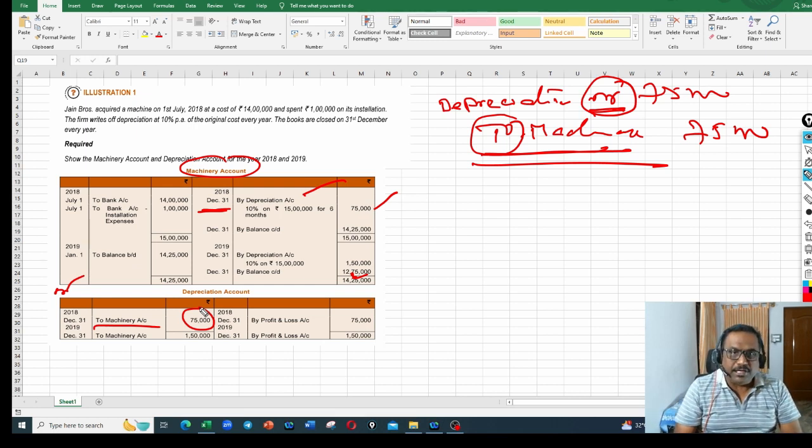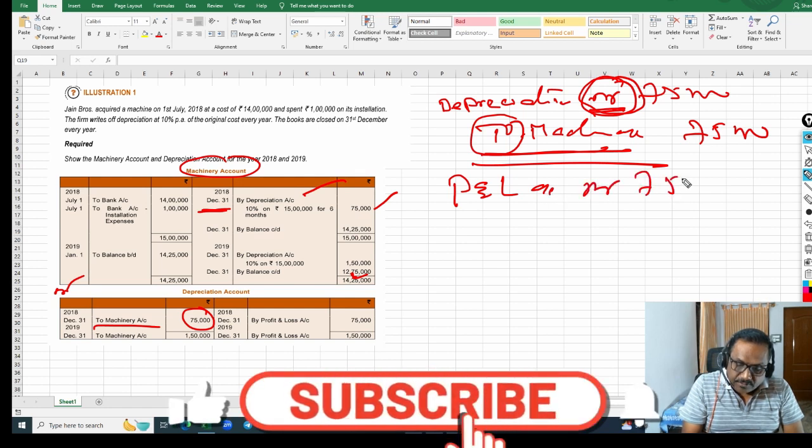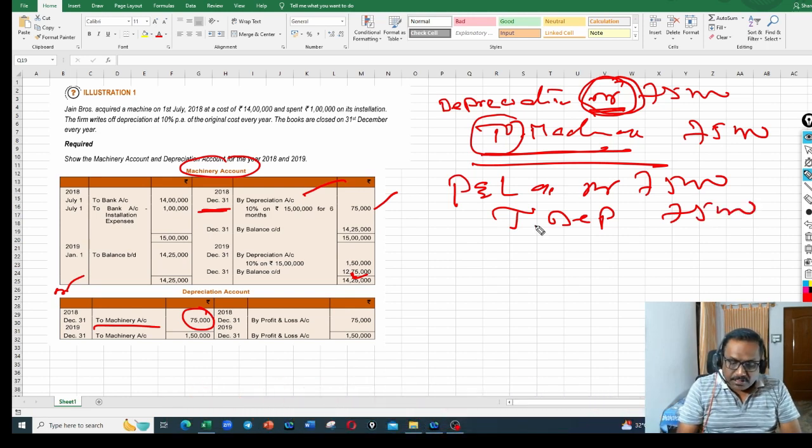Once this is posted, by the end of the year this depreciation has to be transferred to P&L account. What entry do we write? P&L account debit 75,000, to depreciation account 75,000. So we transferred this amount from depreciation. Why is P&L account debited? Depreciation is a loss to us. Expenses and losses are to be debited in P&L account. Hence we debited P&L account.